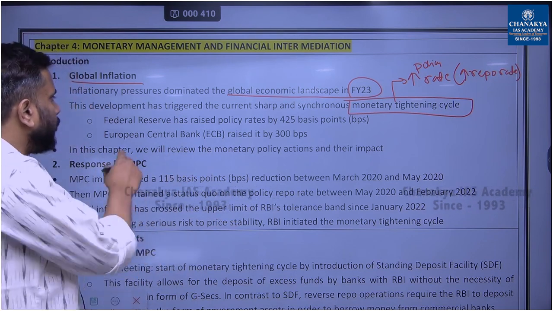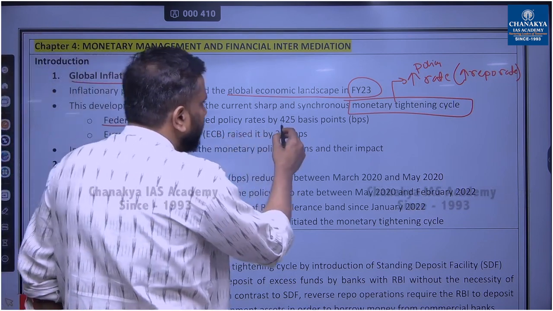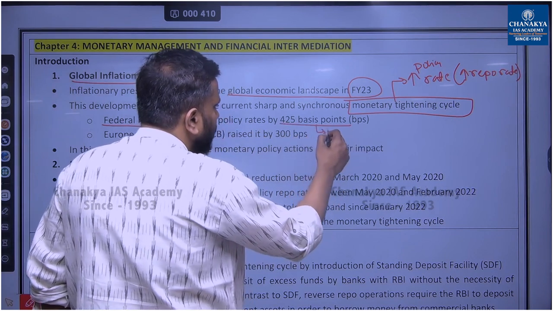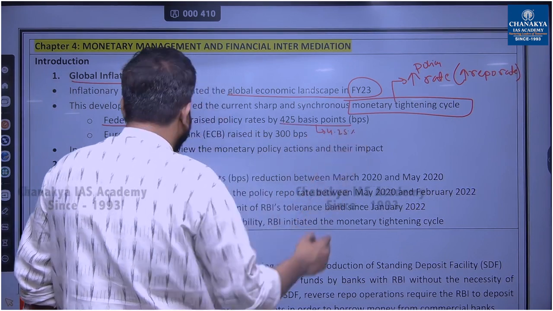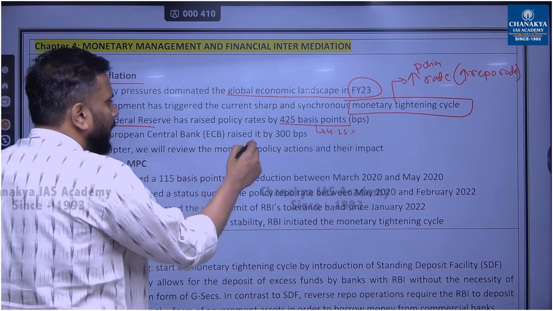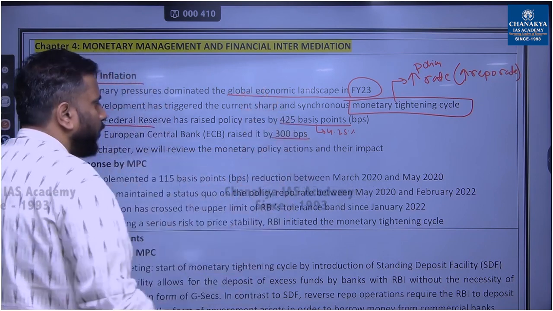So you can see the US central bank has raised the policy rate by 425 basis points, that is equal to 4.25%. Similarly, European central bank has raised it by 300 basis points.